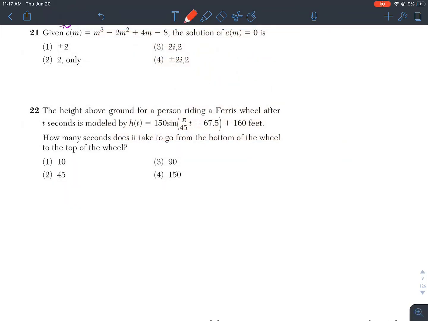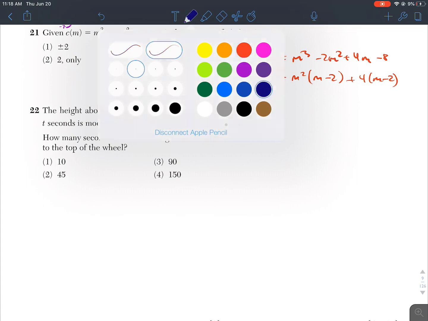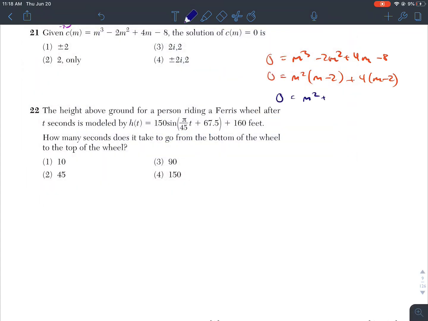Factoring this one, we have 0 equals m cubed minus 2m squared plus 4m minus 8. We factor by grouping here, m squared times m minus 2 plus 4 times m minus 2. That gives us 0 equals m squared plus 4 times m minus 2. This can't be factored any further, so we set each factor equal to 0 to solve for m. Here we get m equals 2.